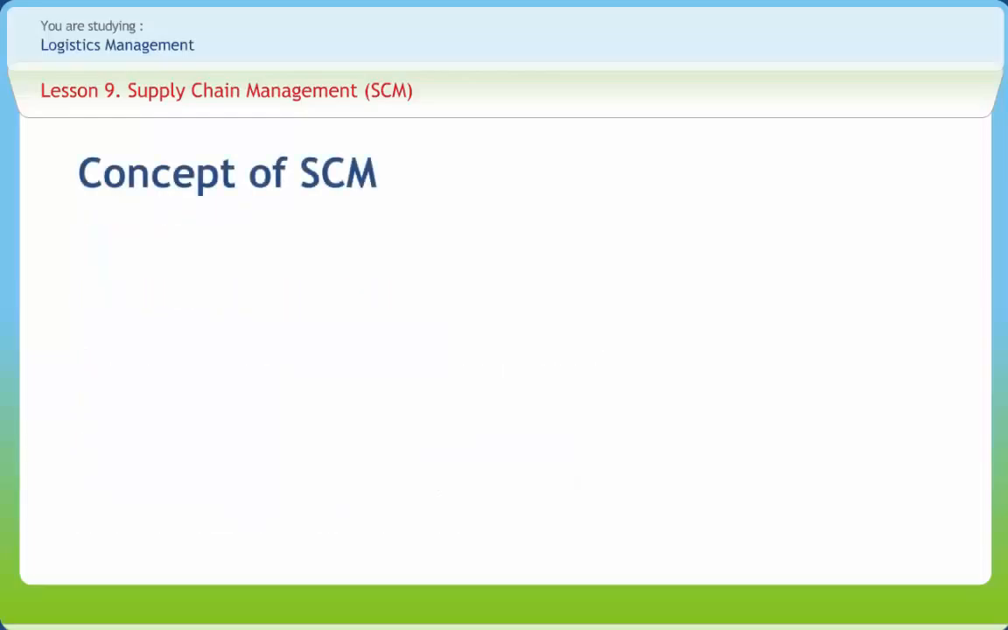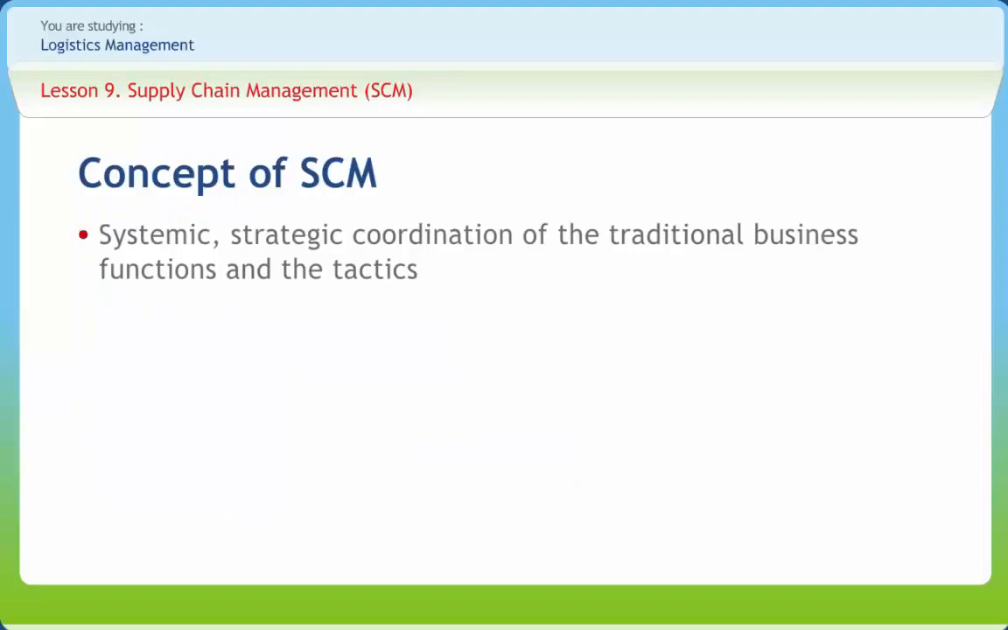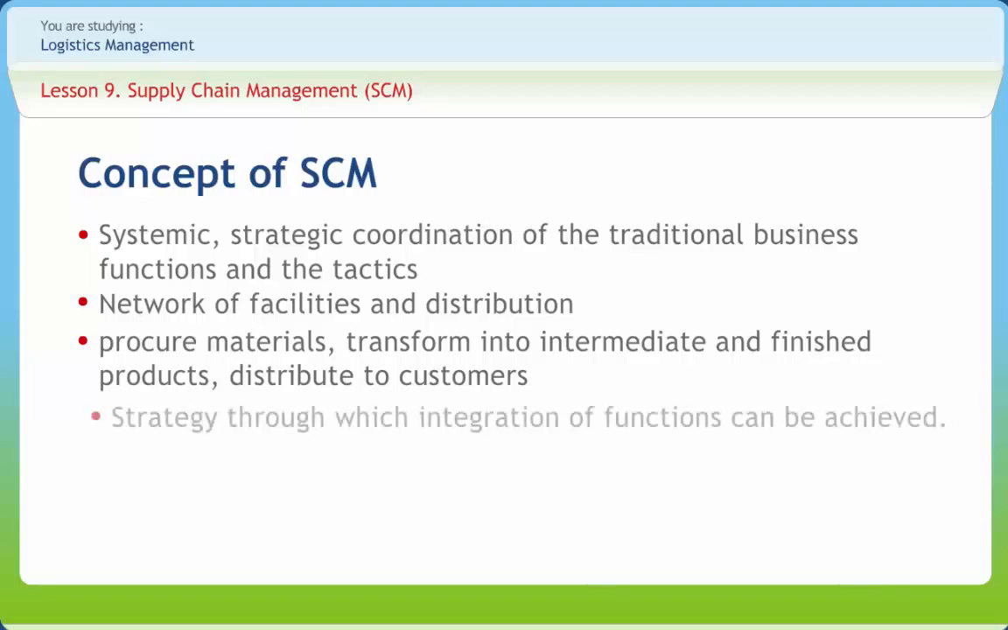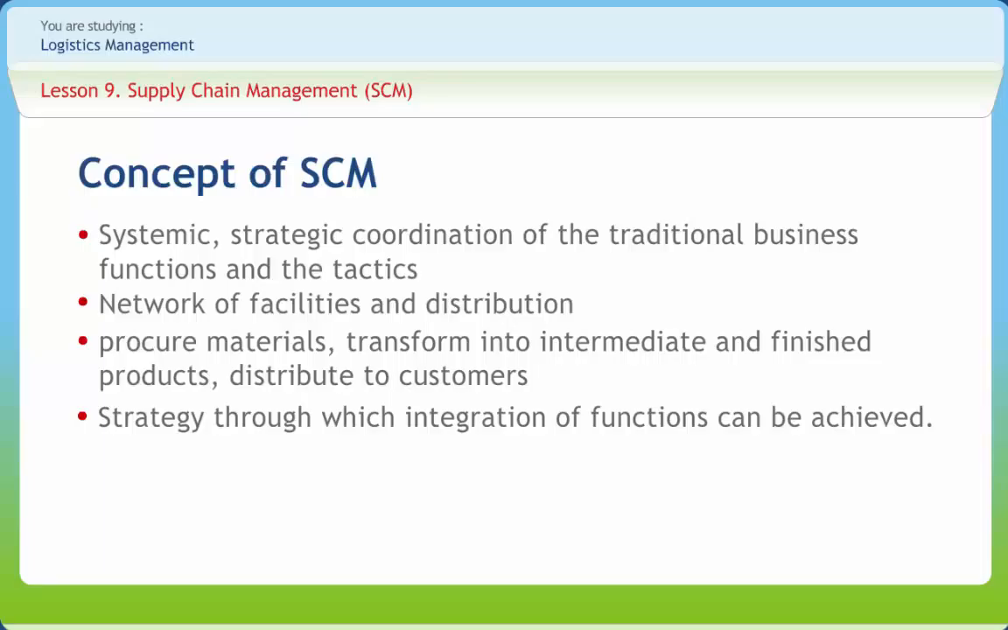Supply chain management can be understood as a systematic strategic coordination of the traditional business functions and the tactics across these business functions within a particular company and across businesses within the supply chain. A supply chain is a network of facilities and distribution options that performs the functions of procurement of materials, transformation of these materials into intermediate and finished goods, and the distribution of these finished products to customers. More often than not, businesses have many plans to do so. SCM provides a strategy, a mechanism through which these different functions can be integrated together.